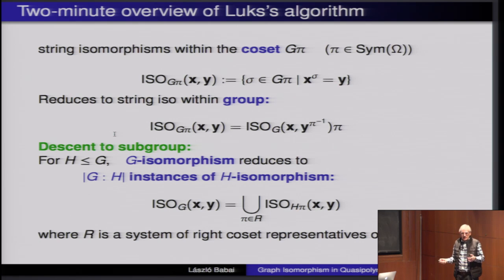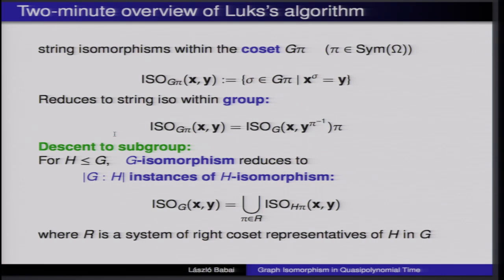Okay, but here is a place where it will be clear why it is advantageous to look at it from cosets. One of the major reduction steps that Luks used 35 years ago was this. Suppose we have a subgroup H of G. Then G isomorphism reduces to a number of instances of H isomorphism, the number of instances being the index of this subgroup. And this is based on this straightforward identity. Well, we know that G is the union of the cosets H pi, where R is just the set of representatives of those cosets. But if G is a union of these H pi, then the set of G isomorphisms is a union of the H pi isomorphisms of these strings. So this way, we got G isomorphism reduced to isomorphism with respect to cosets of H, but in fact what that means is that it is reduced to isomorphism with respect to H.